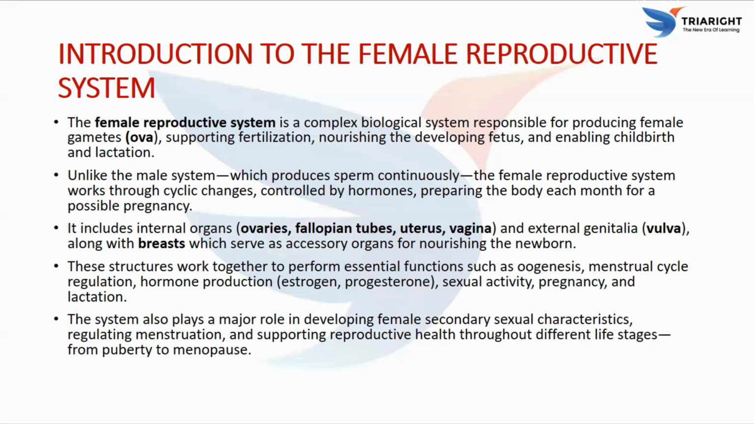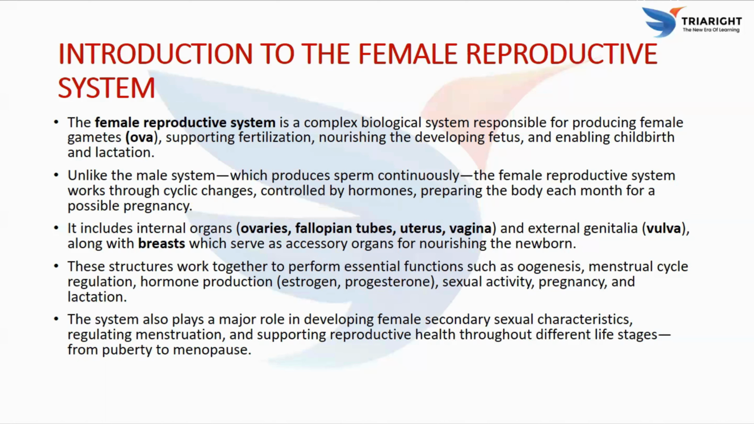So now what are the functions of the reproductive system? These organs work together to produce eggs, to regulate the menstrual cycle, and to release hormones like estrogen and progesterone. It supports sexual activity, enables pregnancy and also enables breastfeeding.